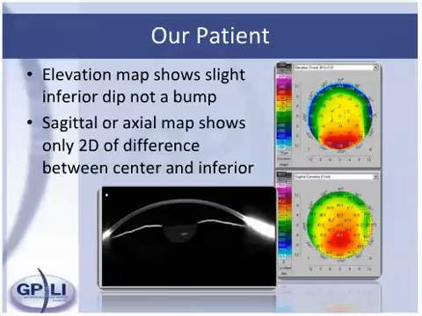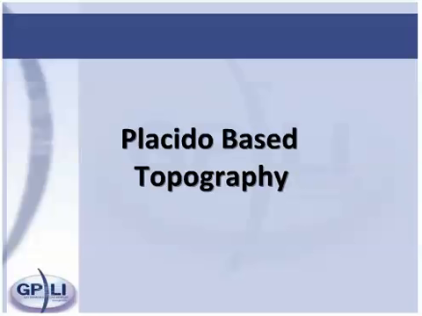In our patient, the elevation map shows a slight dip inferior, not a bump. The sagittal, otherwise known as the axial map, shows an increased rate of change inferior. However, when you look at the numbers, there's really only about a 2 diopter difference between the center and the inferior changes. Placido-based topography is the most common topographers found today. These topographers are widely used because of cost and the availability of computer software to do image analysis.